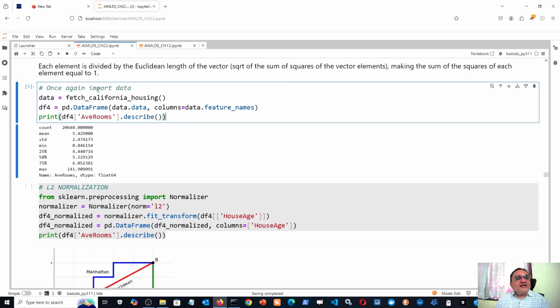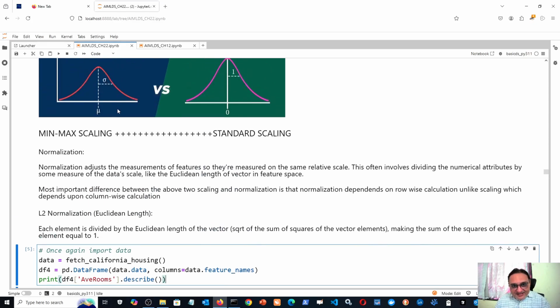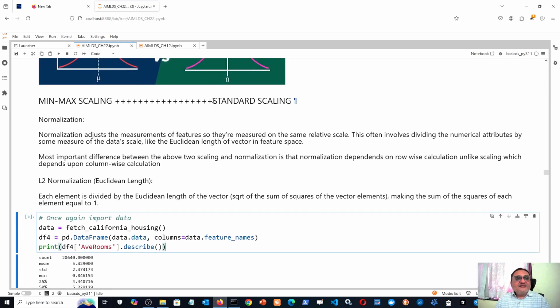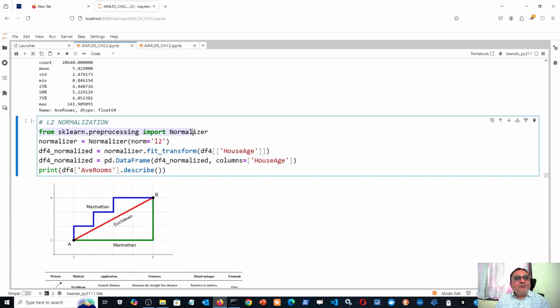Now, just like for standard scaling and min-max scaling, what was the code? From sklearn.preprocessing, import MinMaxScaler. Here M and M are capital and S is also capital. Similarly, from sklearn.preprocessing, import StandardScaler. Similarly, here from sklearn.preprocessing, import Normalizer.